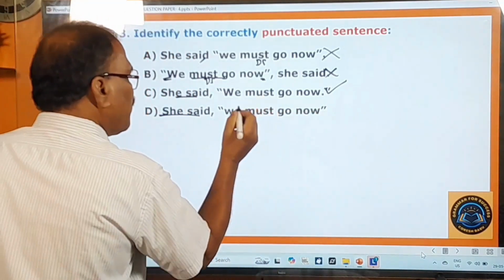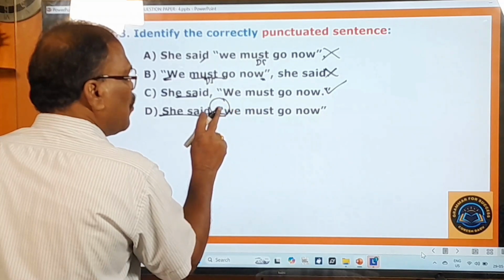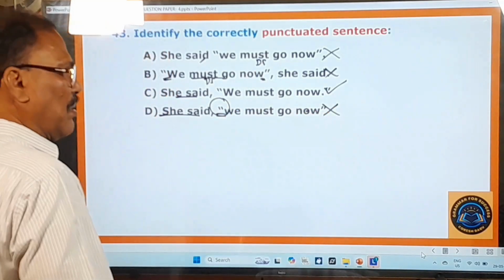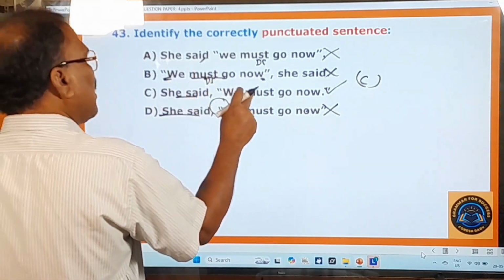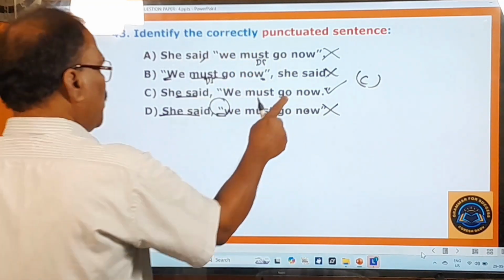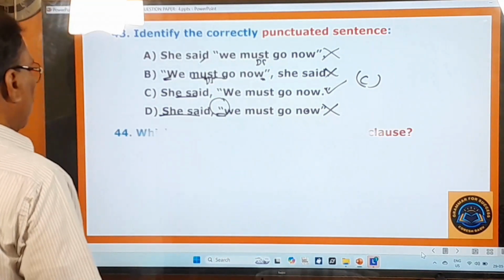So in direct speech, the sentence must always begin with a capital letter, but here there is no capital letter, there is no full stop here, and therefore this is also wrong. And only this C sentence has all the punctuation marks correctly used, and therefore this is the right option, and all others are wrong. Now you move on to the next question.